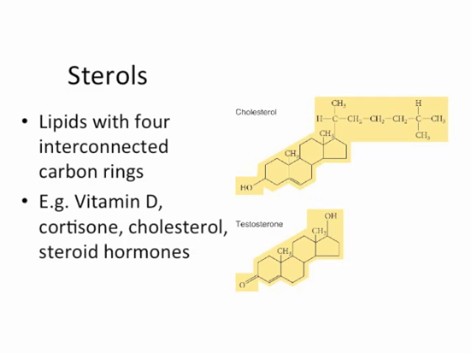I just want to show you a few other kinds of lipids, but really you've gotten the main concept, which is lipids are nonpolar because they have these long hydrocarbon tails. Sterols, we'll talk a little bit about these later on, but sterols are a type of lipid. They're lipids with 4 interconnected carbon rings. And things like vitamin D, cortisone, cholesterol, steroid hormones. There are a lot of hormones that are sterols, and they look like this.